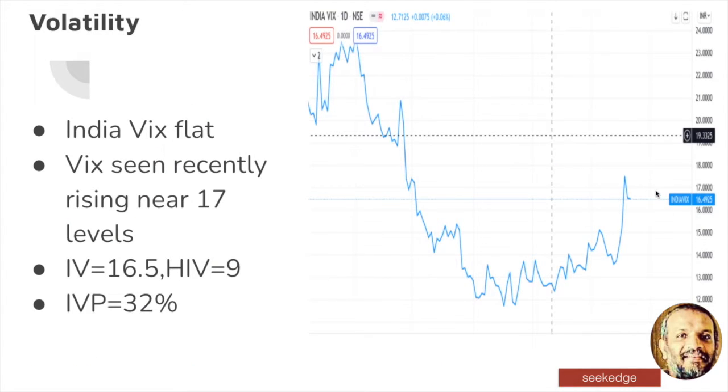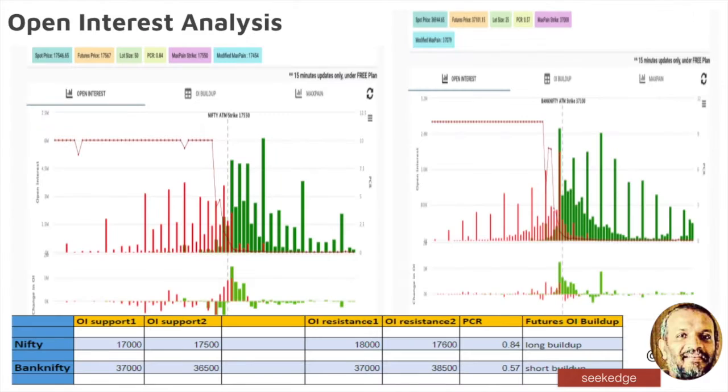VIX: we had a flat VIX after yesterday's spike. The big spike was there yesterday, reaching 17 levels. Now implied volatility is 16.5, HV is less than that, which is okay, but IVP is 32. It still has to improve. But the new volatility regime has started, and it will settle in between after a few days, but the premiums have increased anyway.